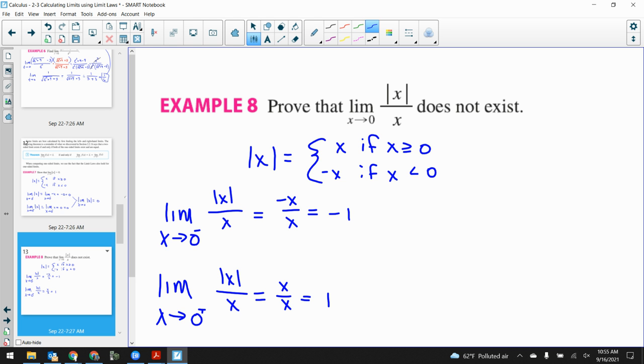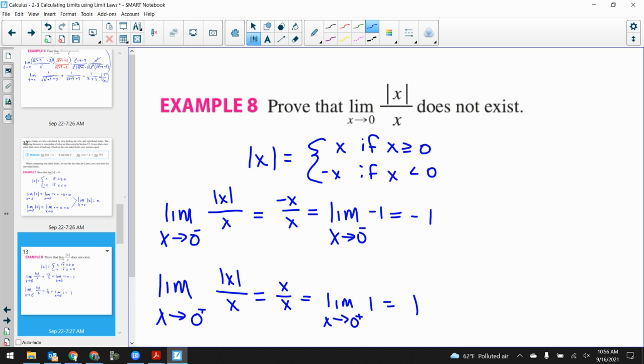If it's the positive direction, it's just going to be x over x, which reduces down to 1. And remember, why is it not 0? Because this ends up being a constant. What I should have really written was this: the limit as x goes to 0 from the negative of -1 is -1, and the limit as x goes to 0 from the positive of 1 is 1.